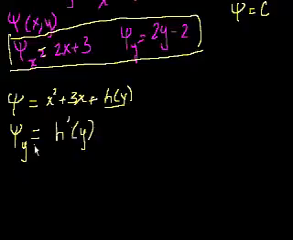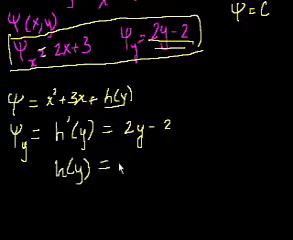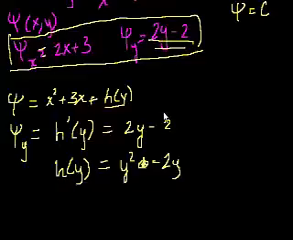So we know that h prime of y, which is the partial of xi with respect to y, is equal to this. So h prime of y is equal to 2y minus 2. And then if we wanted to figure out what h of y is, we just integrate both sides with respect to y, and h of y is equal to y squared minus 2y. Now you could have a plus c there, but if you watch the previous example, you'll see that c kind of merges with the other c, so you don't have to worry about it right now.